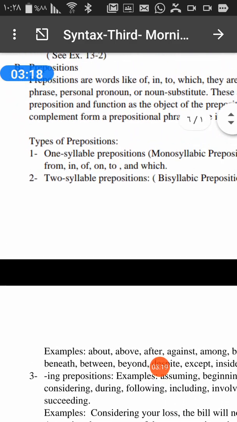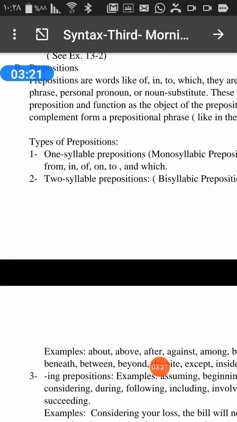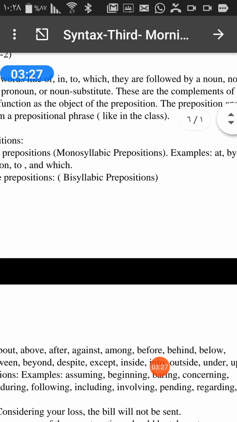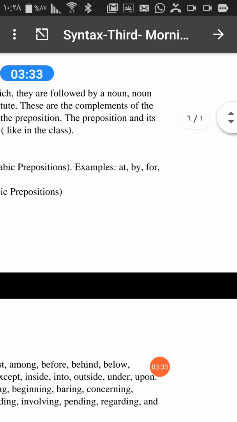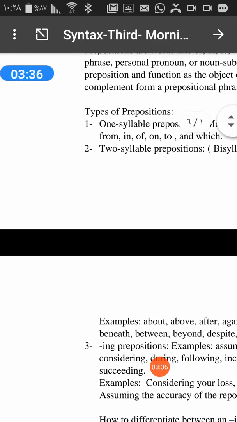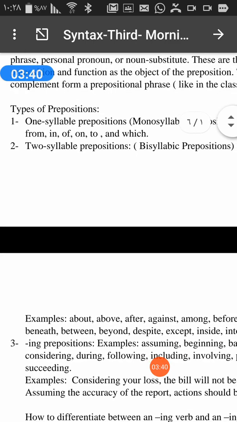So in general, as we have seen, there are three types of prepositions. One syllable prepositions, حروف الجر تتكون من مقطع واحد. They are called تسمى أحيانا monosyllabic prepositions. حروف الجر وحادية المقطع, like at, by, for, from, in, of, on, to, and which.